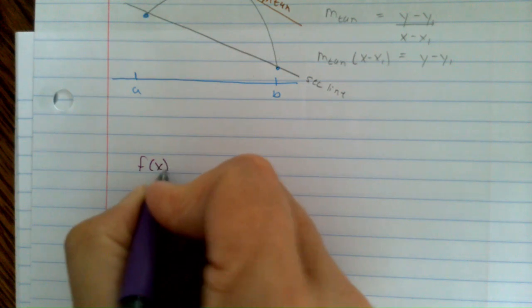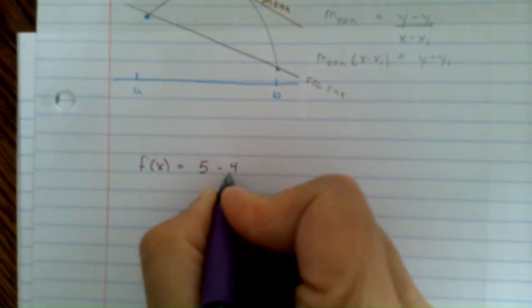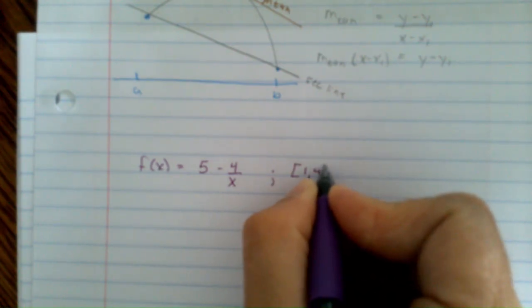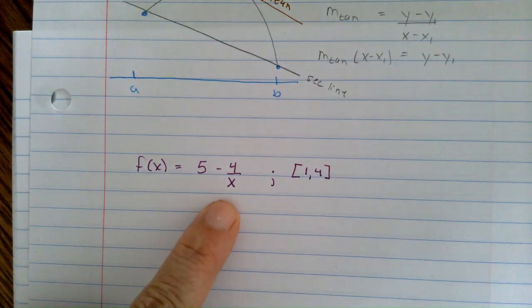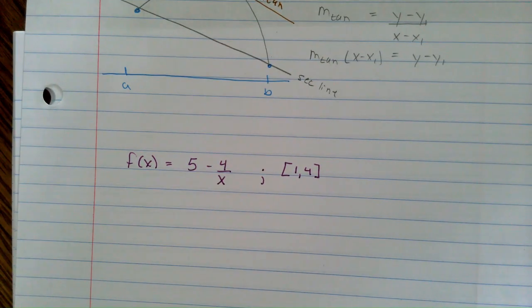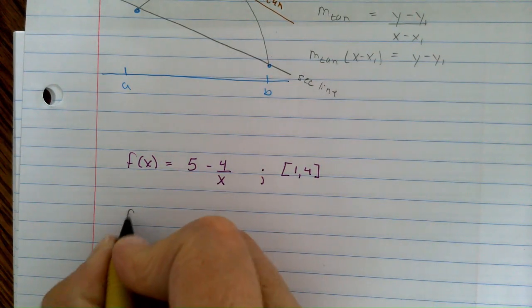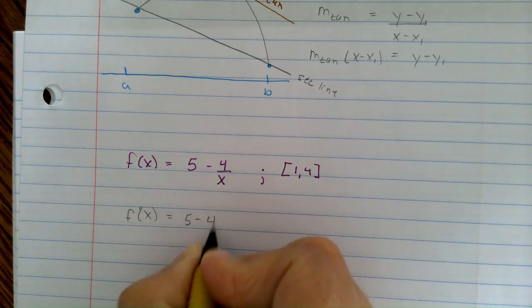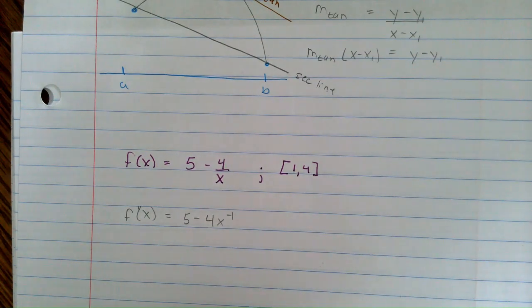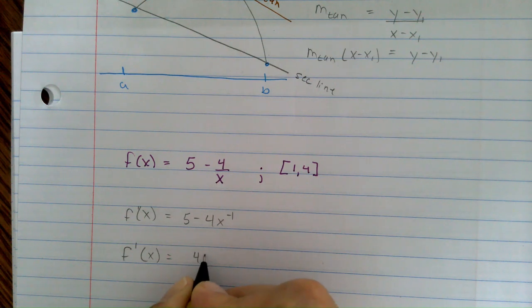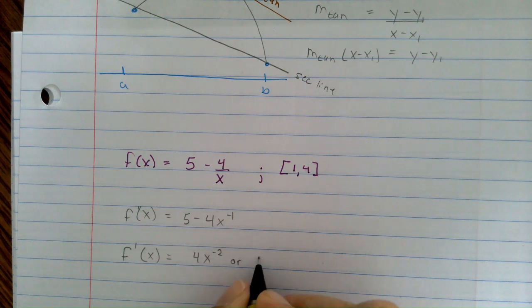F of x is going to equal 5 minus 4 over x on the interval from 1 to 4. Now, I know this is undefined at 0, but in our interval, it is smooth and continuous, so we can go ahead and do the mean value theorem. Okay? So I'm going to rewrite this so that it's easier to derive. I'm going to rewrite it as 5 minus 4x to the negative 1. So when we derive that, we get 4x to the negative second, or 4 over x squared.